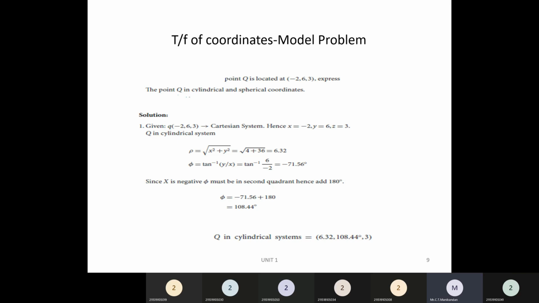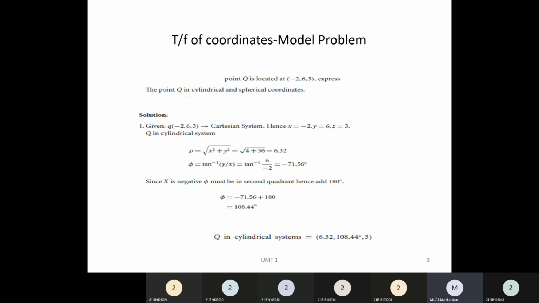But for phi, the formula is tan inverse of y by x. So you will get tan inverse of 6 by minus 2, which gives minus 71.56 degrees. Always, an angle cannot be negative. So for that, what we are doing is adding 180.